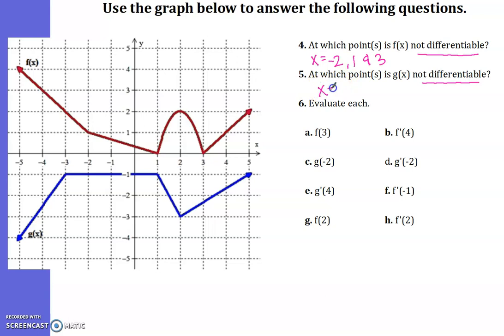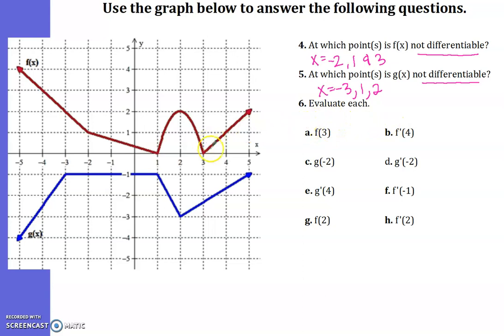Okay. Then for g of x, we've got a sharp turn here at -3, at 1, and at 2. So g of x is not differentiable at -3, 1, and 2. Now for number 6, f of 3 and f prime of 3. Remember, when it's just regular function notation, this is the y value of the point. When it's a prime question, you're looking at the slope of the line that point lies on.